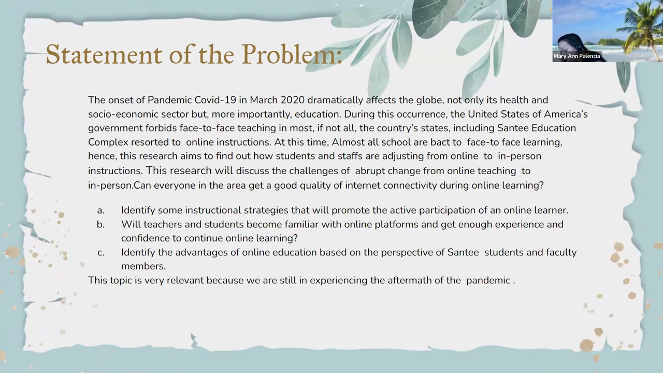The onset of the COVID-19 pandemic in March 2020 dramatically affected the globe, not only its health and socioeconomic sectors, but more importantly, education. During this occurrence, the government of the United States forbade face-to-face teaching in most, if not all, of the country's states, and Santee Education Complex resorted to online instruction. At this time, almost all schools are back to face-to-face learning. Hence, this research aimed to find how students and staff are adjusting from online to in-person instruction. This research will discuss the challenges of the abrupt change from online teaching to in-person.